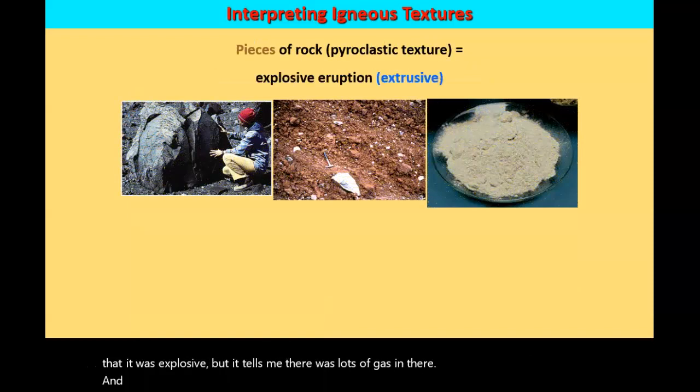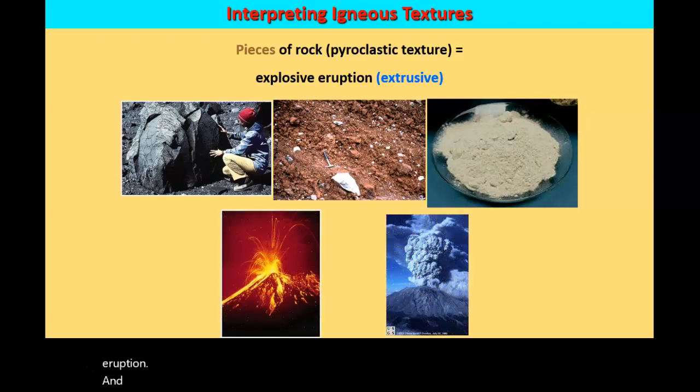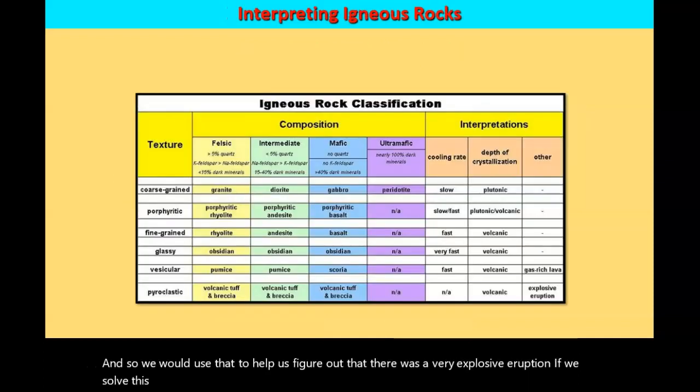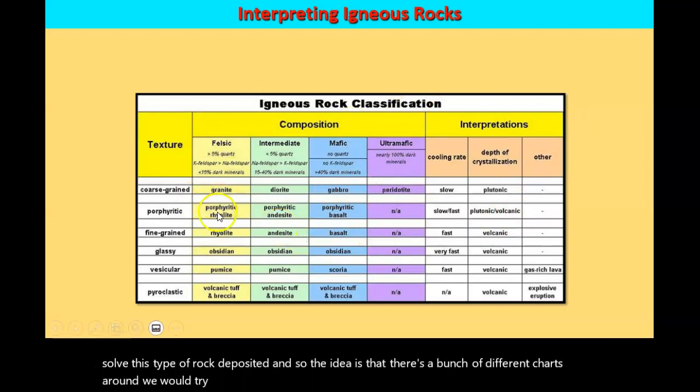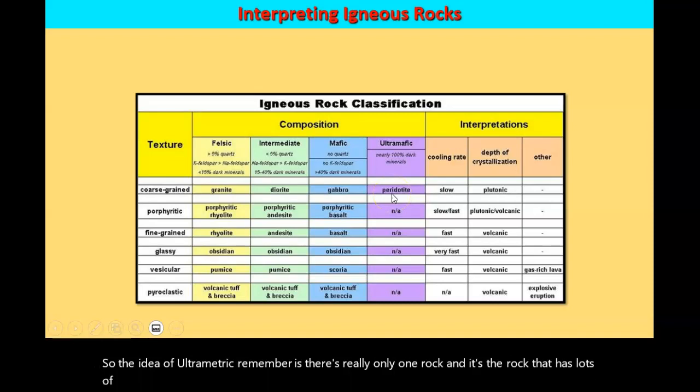And then we have this one called pyroclastic texture, and it is fragments of rocks that have been kind of welded together. This is something that happens on the surface from a violent volcanic eruption, and so we would use that to help us figure out that there was a very explosive eruption if we saw this type of rock deposited. And so the idea is that there's a bunch of different charts around. We would try to look at the chart and say, okay, is it felsic, intermediate, mafic, or ultramafic? So the idea of ultramafic, remember, is there's really only one rock, and it's the rock that has lots of green minerals in it, and it's called peridotite, and it's not very common.